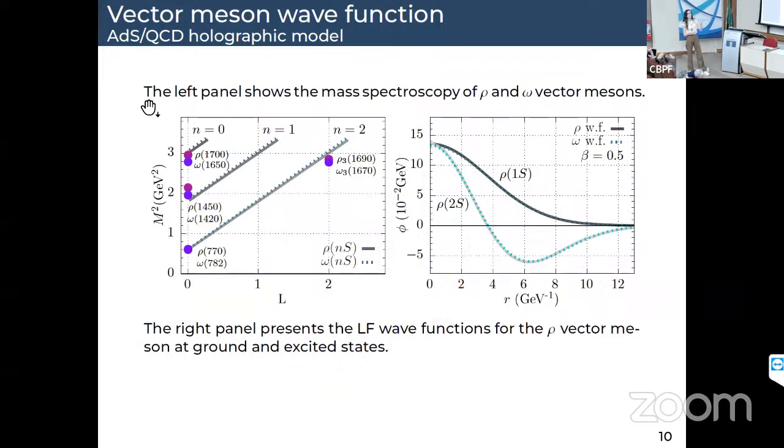the scalar part of the wave functions for the rho 1S and 2S vector mesons. As we were expecting, the ground state doesn't have any node, but the excited state has one node right here. It's very important because it can be used as a check. With this, you can see the contributions of different parts of the wave function into the amplitude calculation.